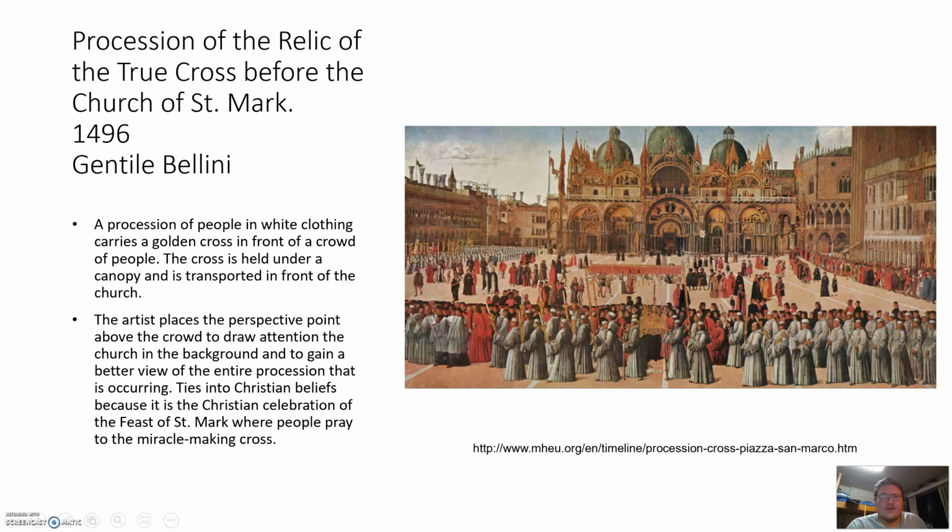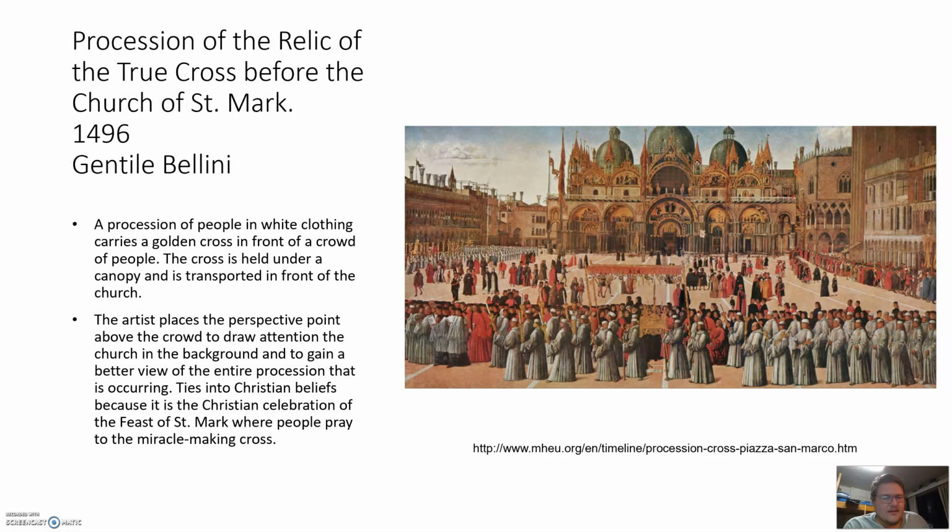Here we have the procession of the relic of the true cross before the Church of St. Mark, made in 1496 by Gentile Bellini. Here we see a procession of people in white clothing carrying a golden cross in front of a crowd of people. The cross is held under a canopy and is transported in front of the church. The artist places the perspective point above the crowd to draw attention to the church in the background and to gain a better view of the entire procession that is occurring. This ties into Christian beliefs because it is a Christian celebration of the Feast of St. Mark, where people pray to the miracle-making cross.